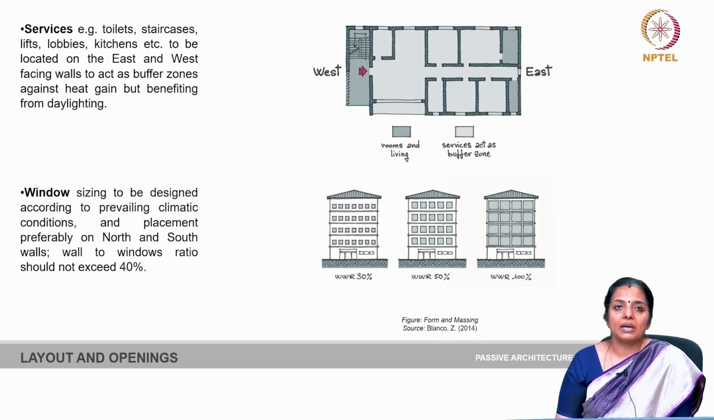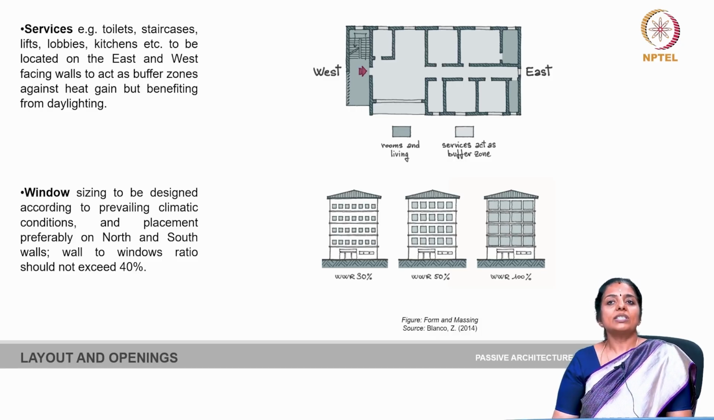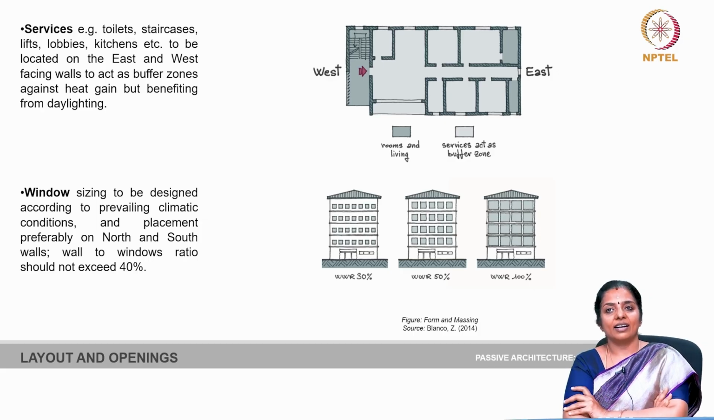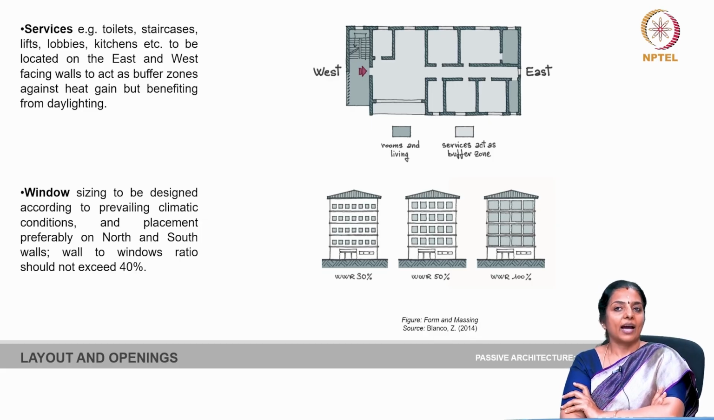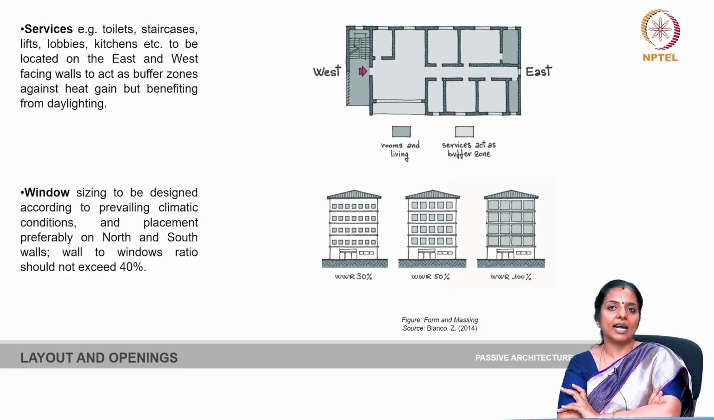Window sizing and placement is an important criterion, due to its crucial consideration for optimizing natural light and minimizing heat gain. Designing windows according to prevailing climate condition involves understanding the path of the sun and the intensity of sunlight during different seasons. Ideally, windows should be larger on the north and south walls to allow for even diffused daylighting without excessive heat gain or glare.